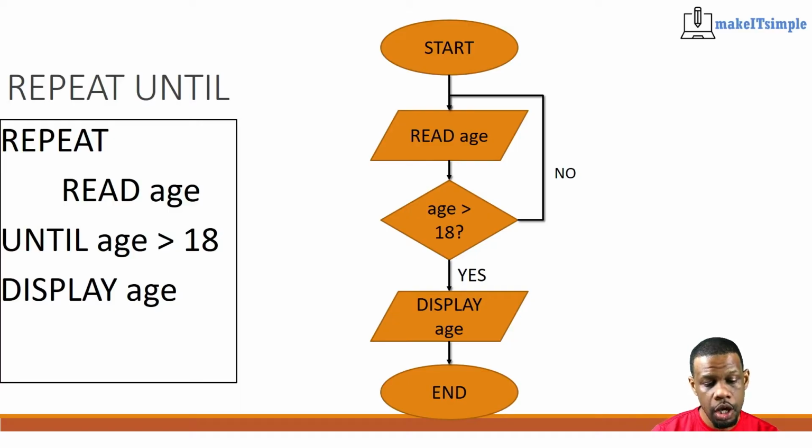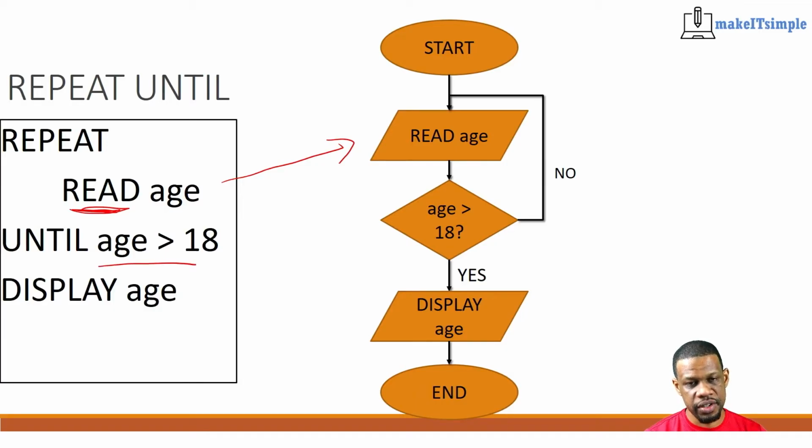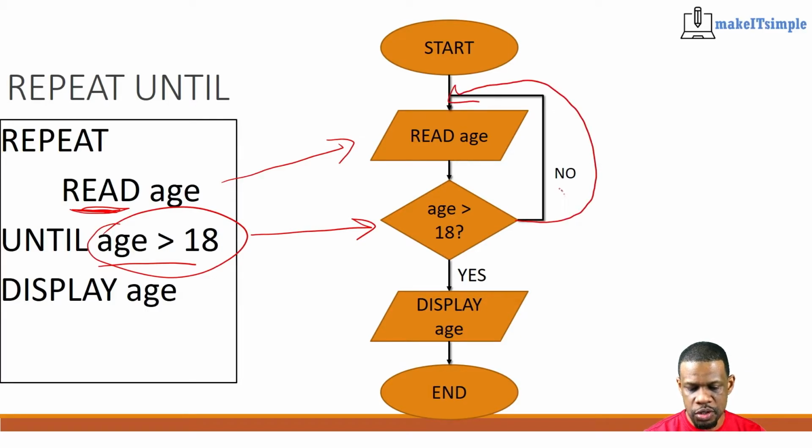Okay. So repeat until. Repeat until is going to say, read age until age is greater than 18 and display age. So if we were to translate this, we would repeat the process of reading the age. Because it's a read, it's an input statement, we put a parallelogram to read. And then it has to check if age is greater than 18. This is a definite decision. Age greater than 18, it could be yes or no. As long as the age is not greater than 18, you're going to see this thing loop back up here. This now says, no, the age is not greater than 18, therefore, repeat.